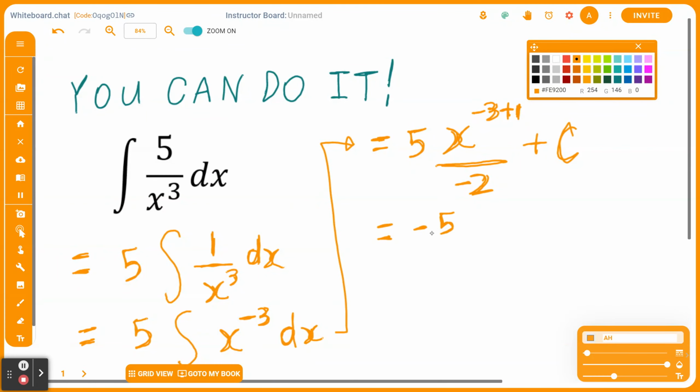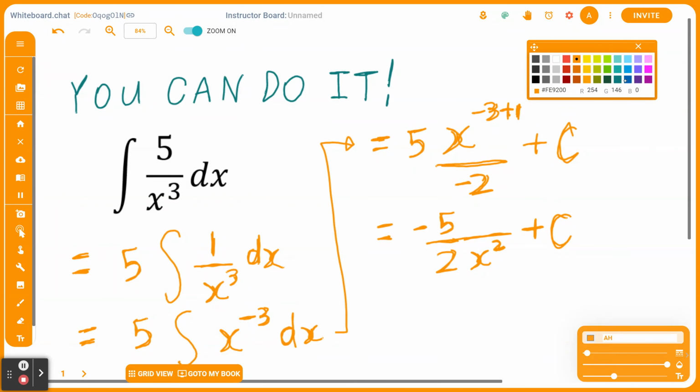Here comes the final answer, negative 5 divided by 2, or you can write down negative 2.5 times x to the power of negative 2. But remember, x to the power of negative 2 is the same as 1 divided by x to the power of 2. Again, you're adding a constant, c.